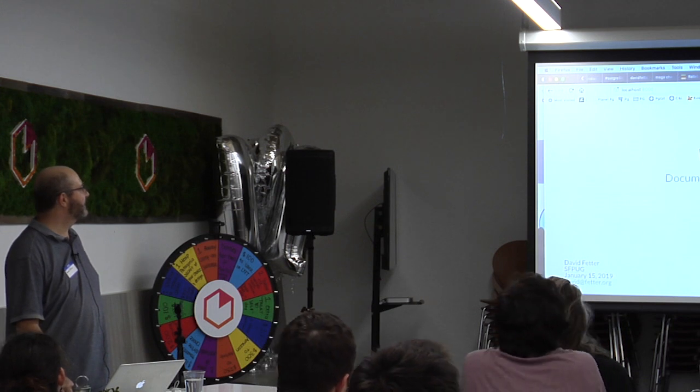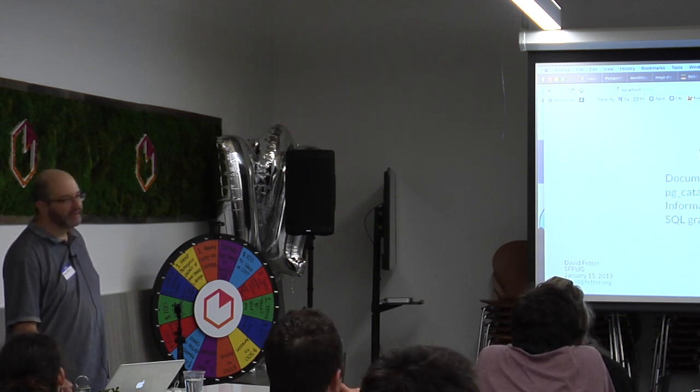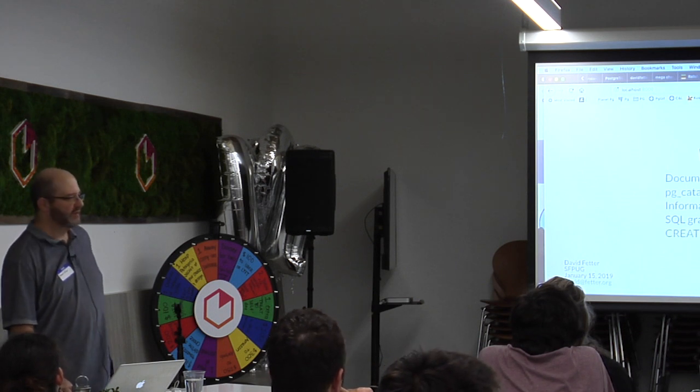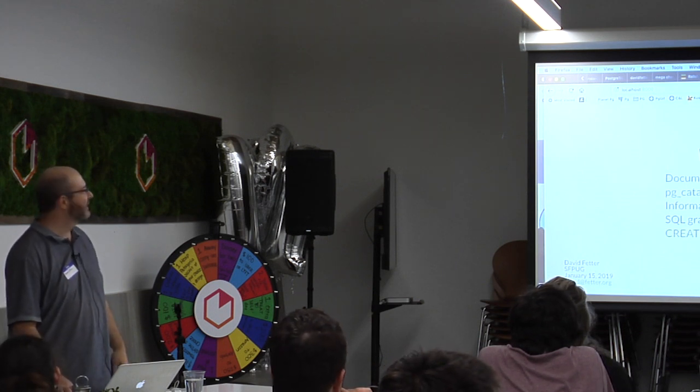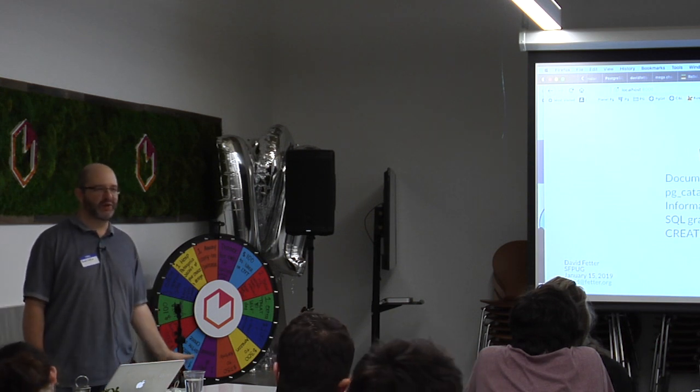What's in the box? Documentation. PG catalog changes, the information schema. SQL grammar. Some create, alter, and drop support. And other things that I hadn't had a chance to actually look over yet.